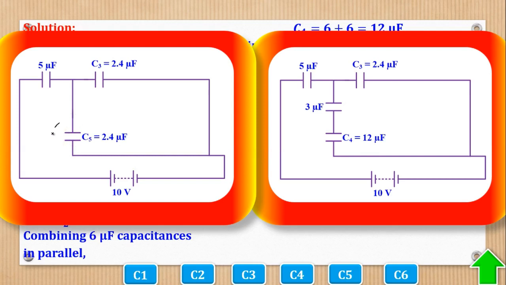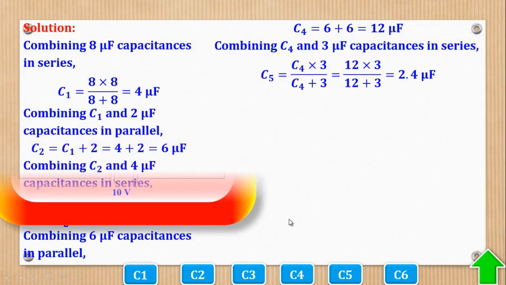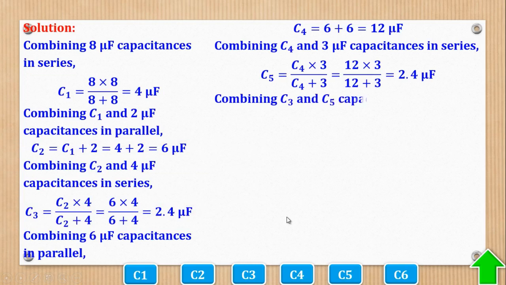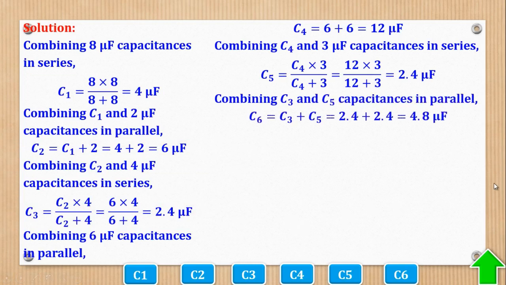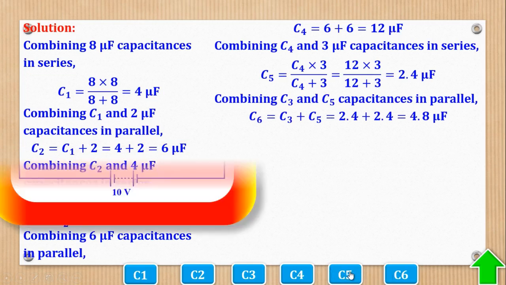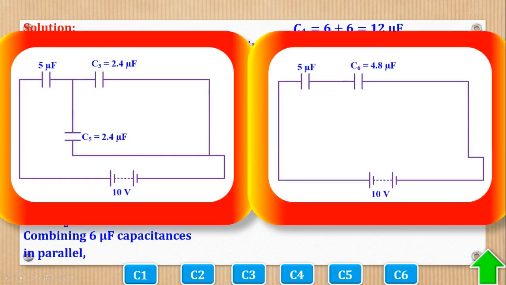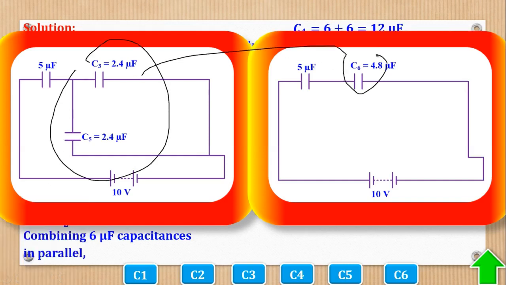So now what we have this and this which are in parallel, because at this point the charge divides. So when they combine those in parallel, we shall just add to give you 4.8 microfarad. So that means that now these two have been combined into one to give you this.